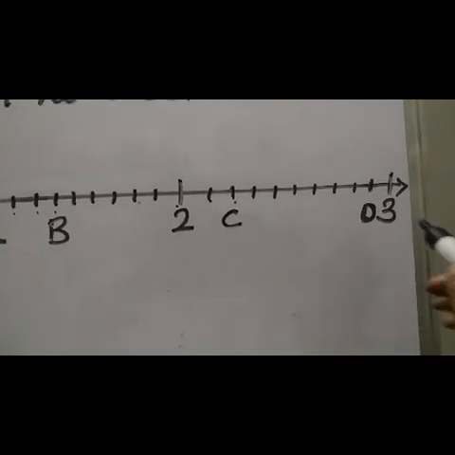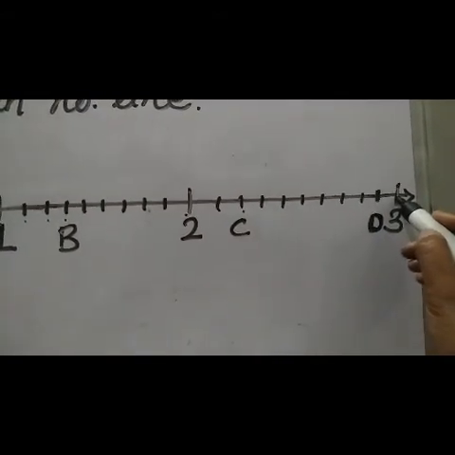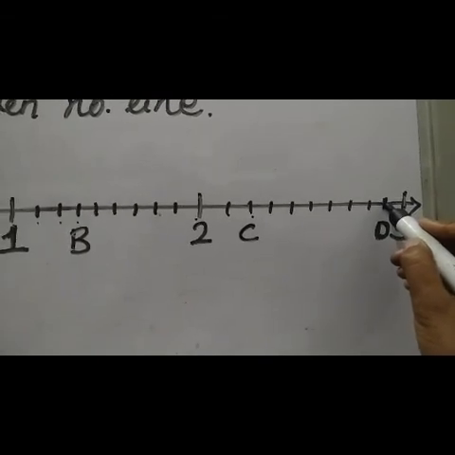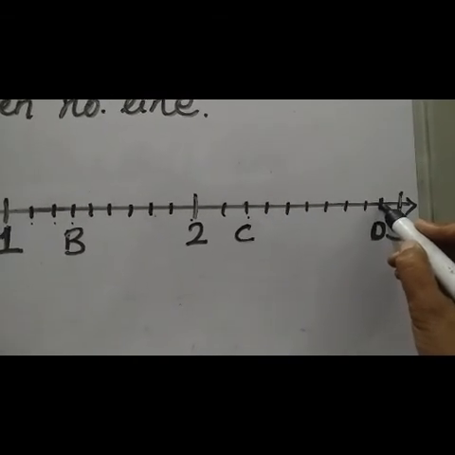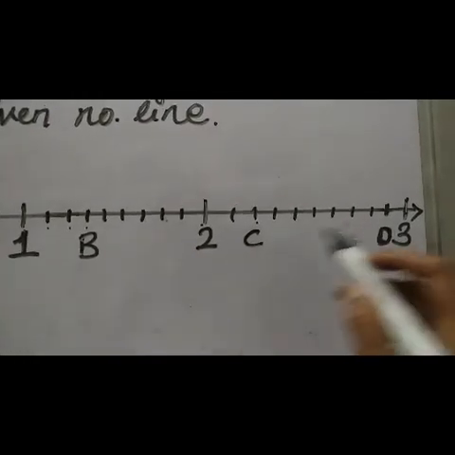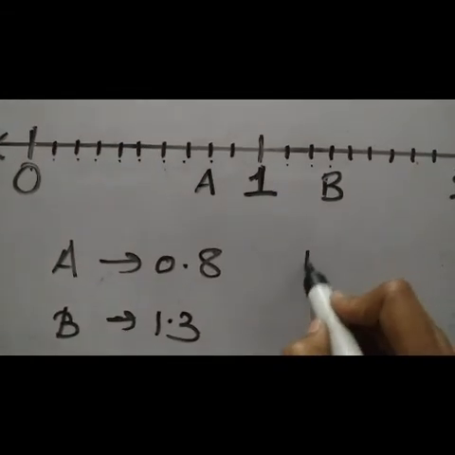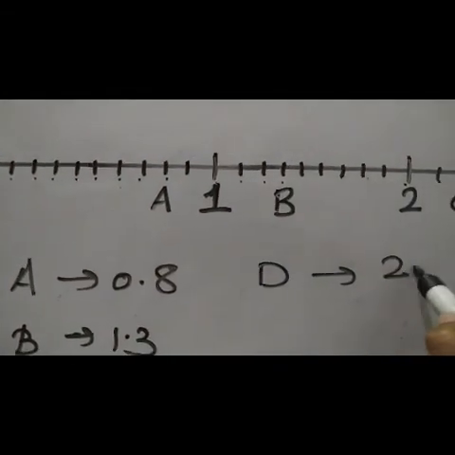Now the next point is D. It is coming just before 3. This is 3 and it is coming just before 3, means obviously it will represent 2.9, right? D lies between 2 and 3. And it is coming just before 3, so it will represent 2.9. So the point D is going to represent 2.9.